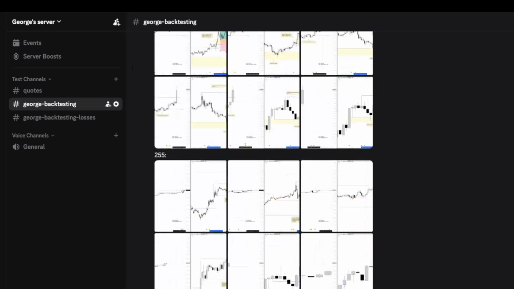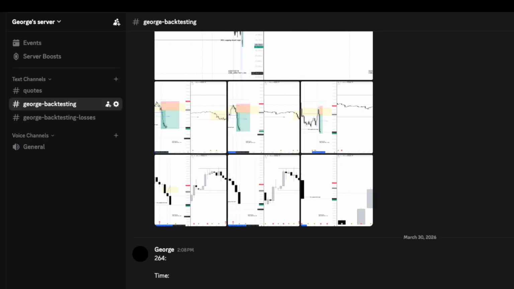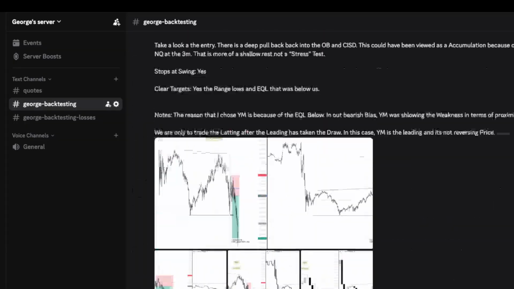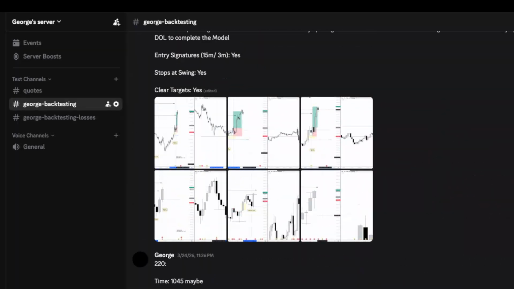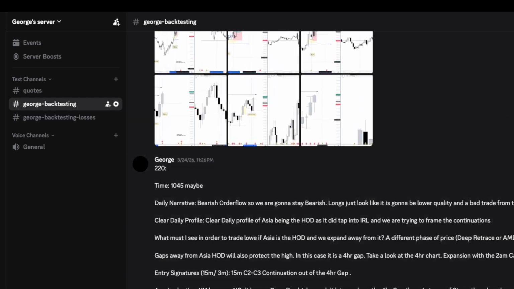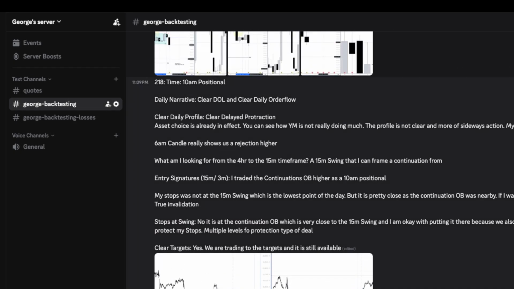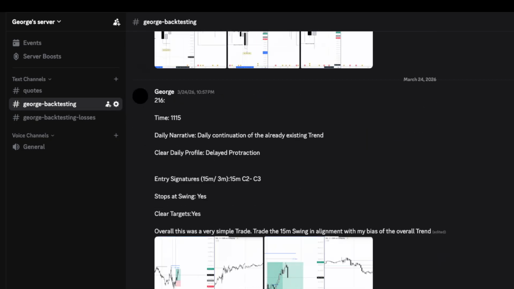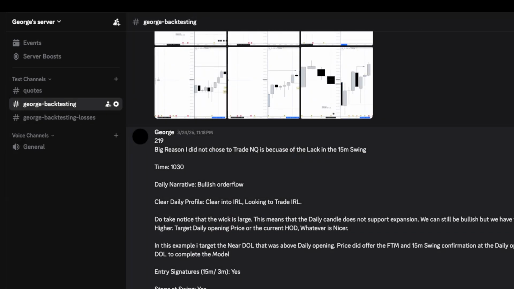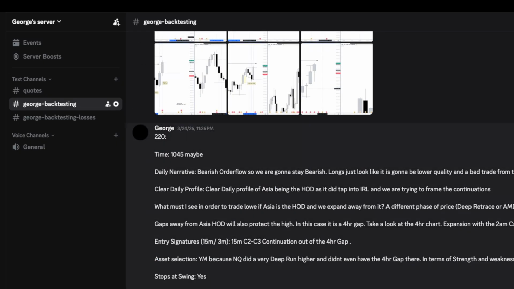And as you can tell, there's journaled and then there's not journaled because I didn't get to these yet, right? But you just journal every single trade that you come across. What are you noticing on these, so on and so forth. But we can go through a random one. Let's just go through a random one here.